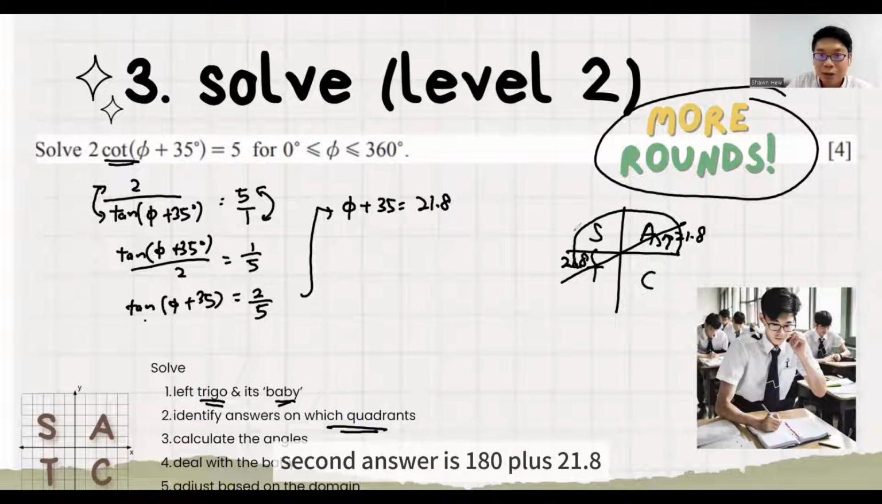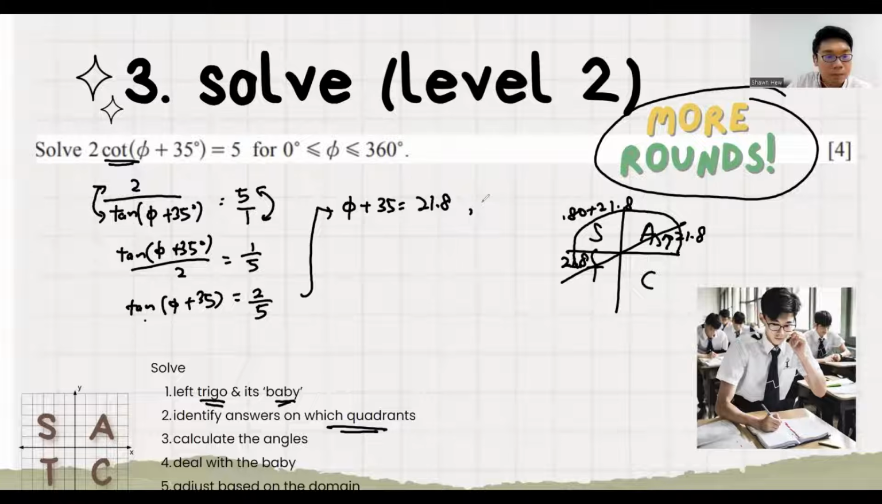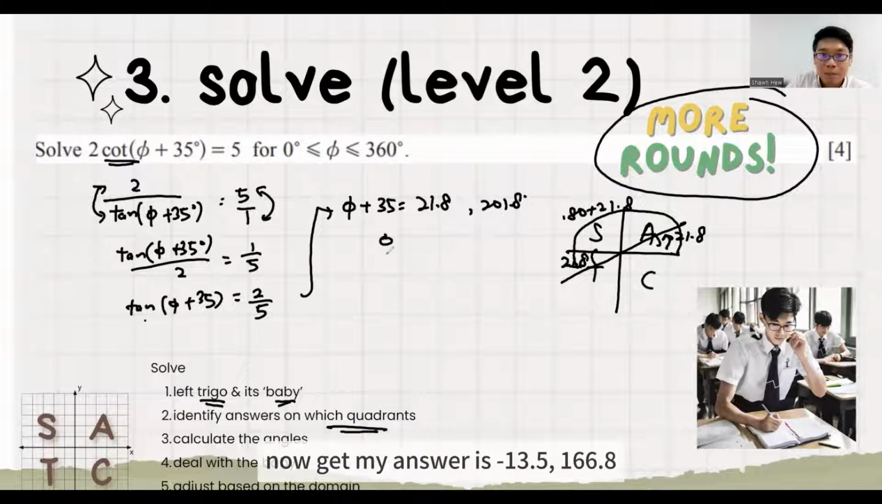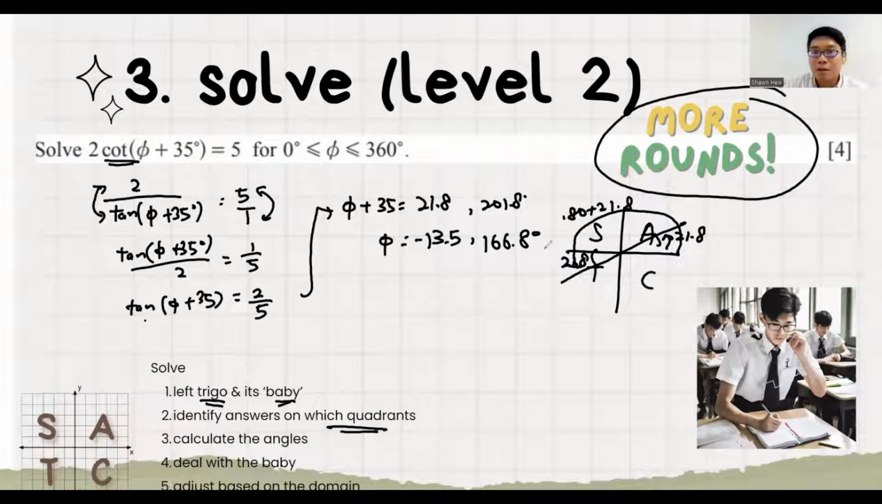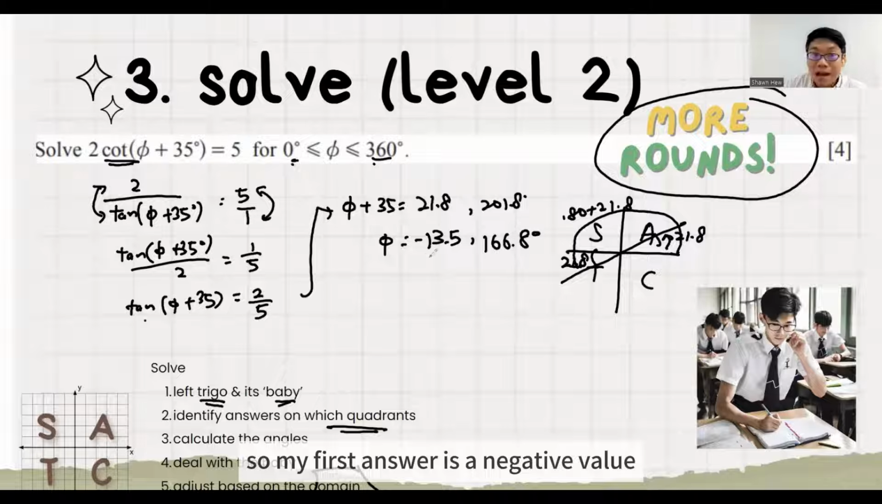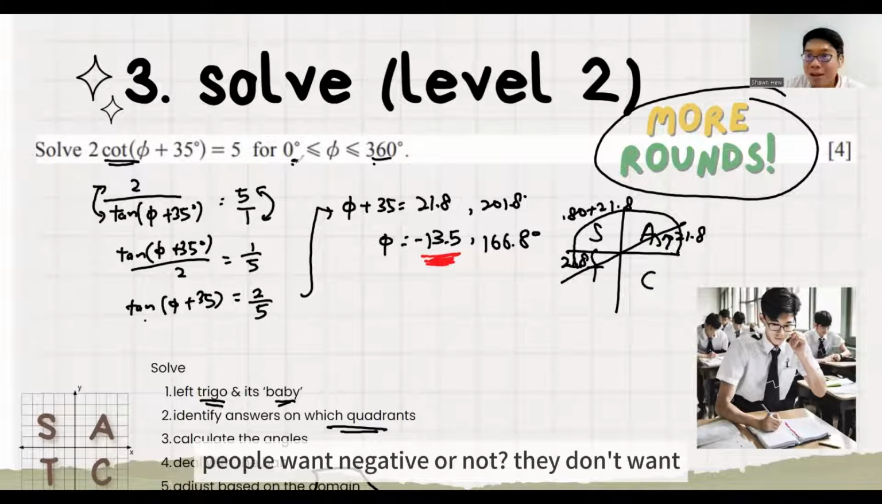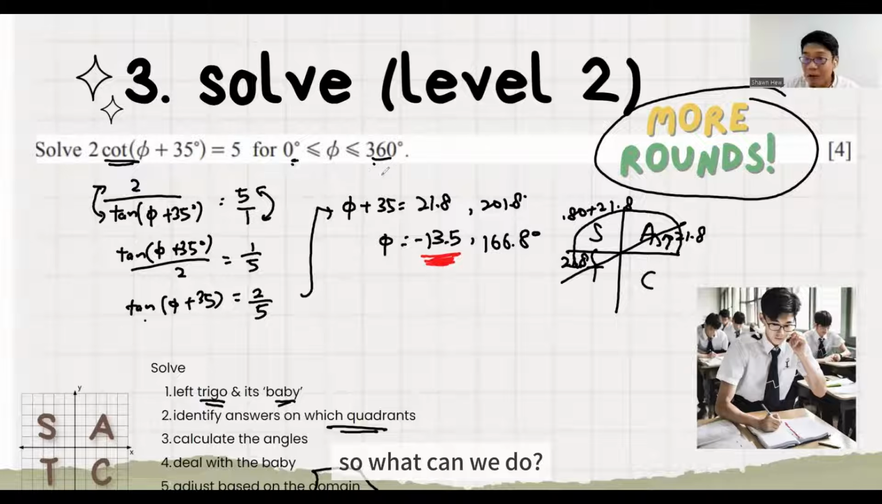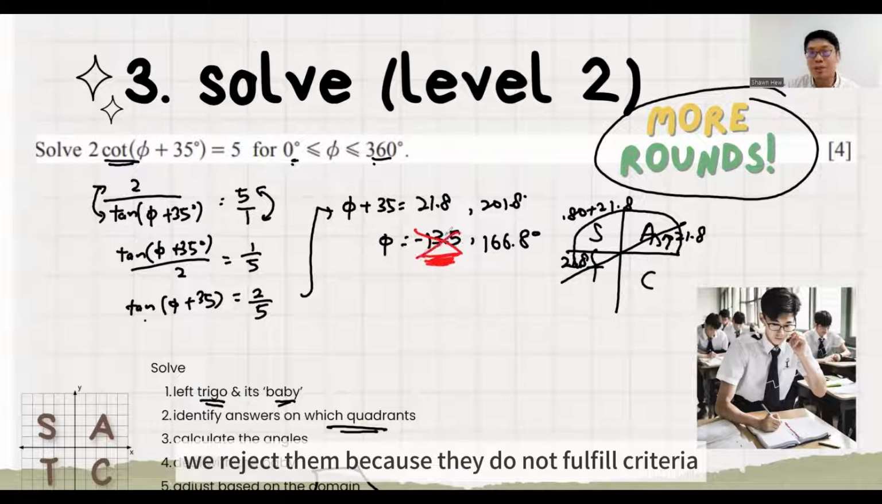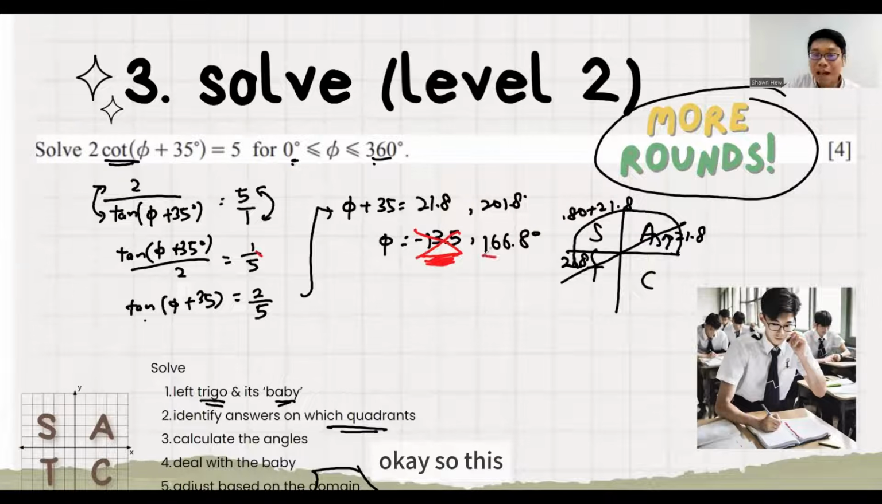Second answer is 180 plus 21.8. Now get my answer is negative 13.5, 166.8. So we check. They want from 0 to 360. So my first answer is a negative value. Do they want negative or not? They don't want. So what can we do? We reject them because they do not fulfill the criteria, okay? So this 166.8, yes, we accept.